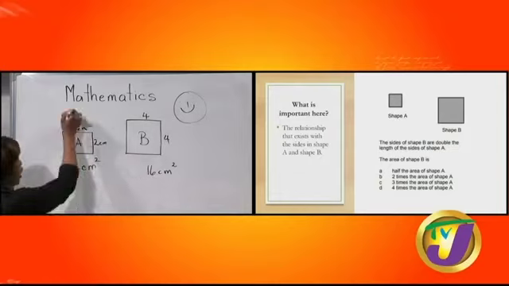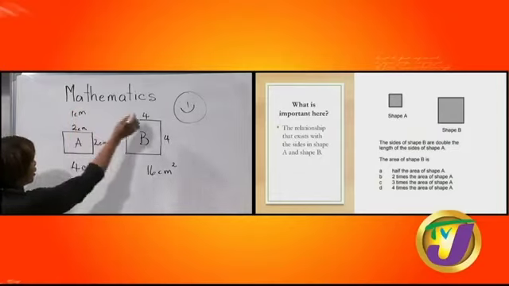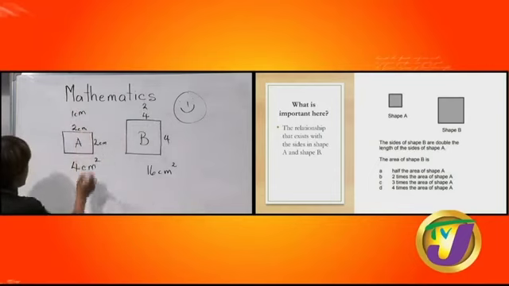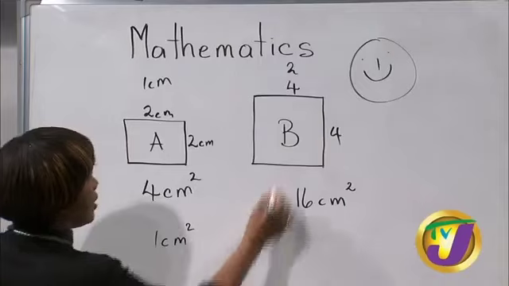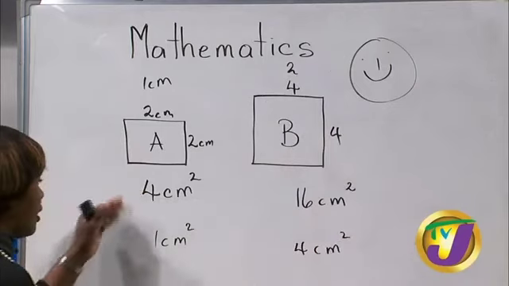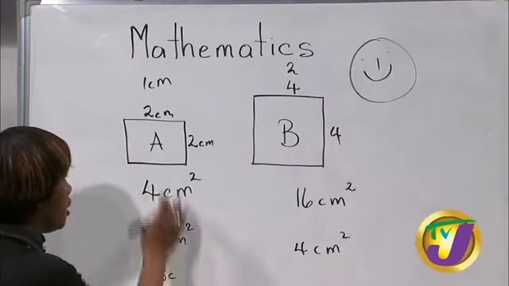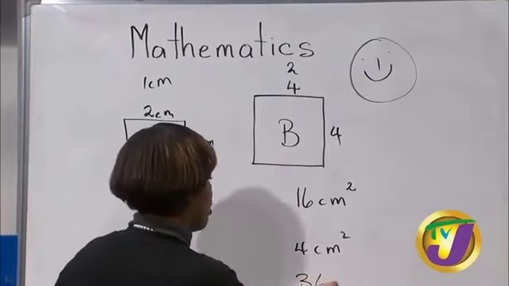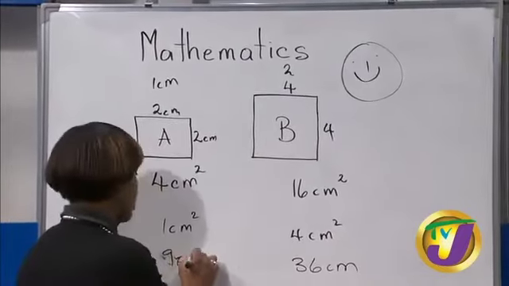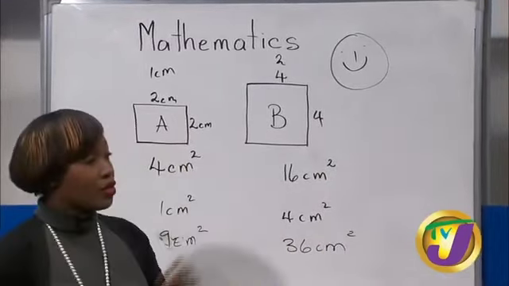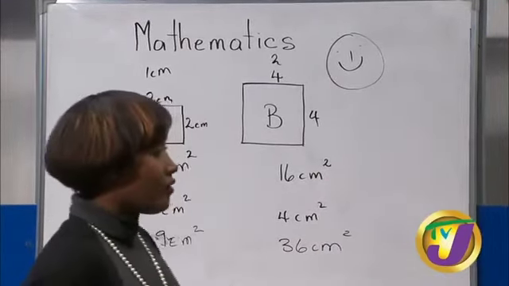Let's try it with 1. So 1 times 1 is 1, squared. Double that would be 2, and 2 times 2 is 4. So as you can see, if we try it with 3, it would be 3 times 3, which is 9, and double that, 6 times 6 is 36. 9 does go into 36 4 times. So it is 4 times the area of the shape.